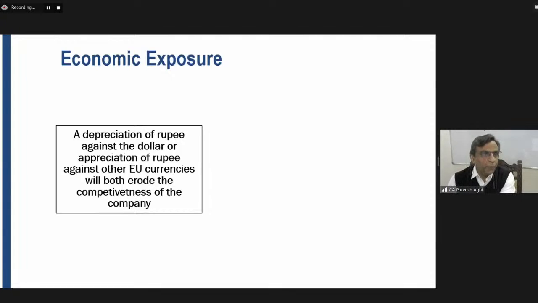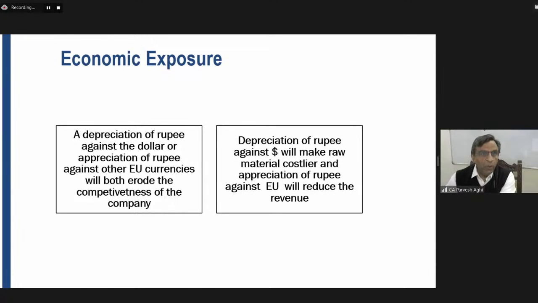A depreciation of rupee against the dollar or an appreciation of rupee against the European Union currencies will both erode the competitiveness of the company. So let's understand how depreciation of rupee against dollar will make the raw material costlier. Depreciation of rupee means appreciation of dollar. If the dollar appreciates, definitely you are going to spend more money to buy your imported components. And appreciation of rupee against European Union will reduce your revenue.